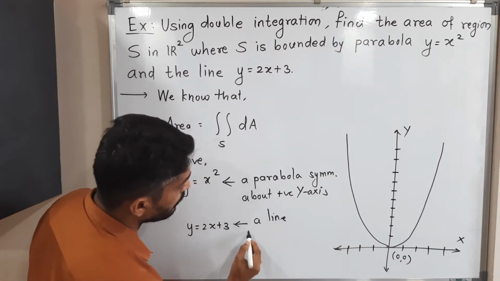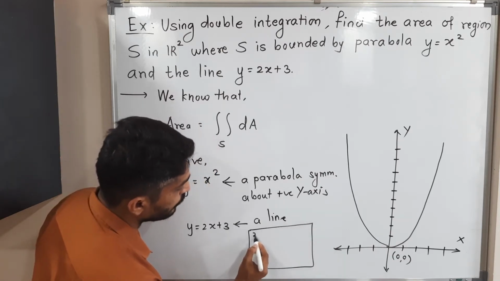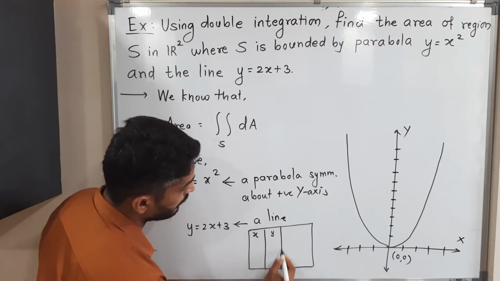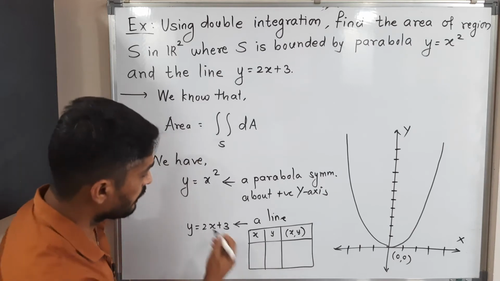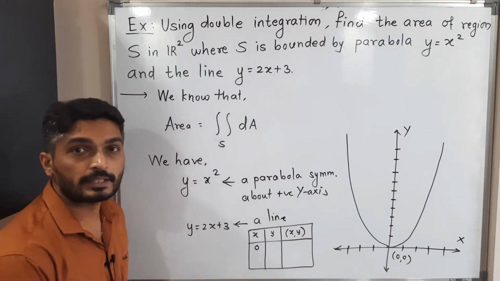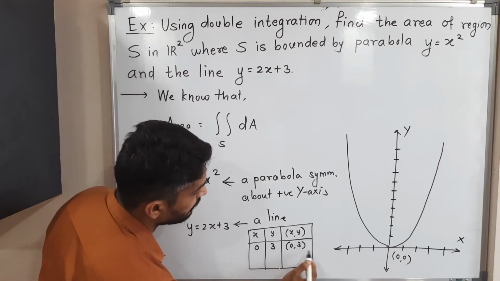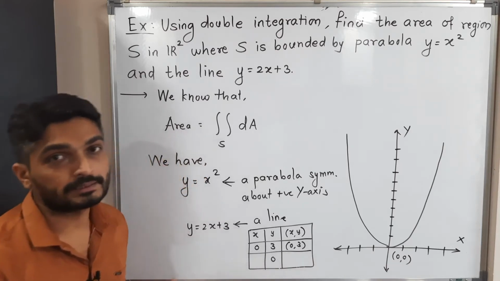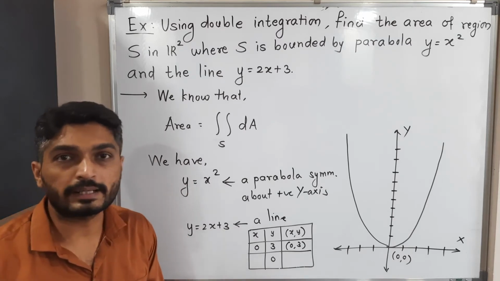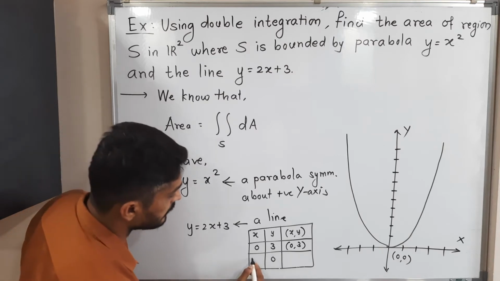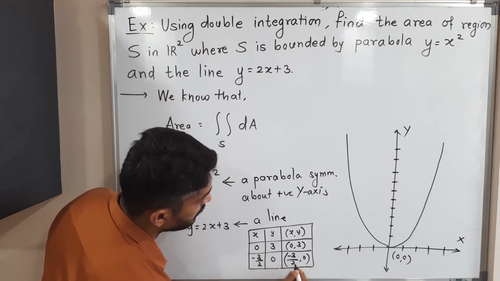So to find 2 points on a line, we draw a table like this. In the first column we take values of x, in the second column we take values of y, and in the third column we get points x comma y. First I will put x is equal to 0. If I put x is equal to 0, we will have y is equal to 3. So the point is 0 comma 3. Now I will put y is equal to 0. If I put y is equal to 0 here, by shifting that 3 on this side as minus 3, and by solving we will have x is equal to minus 3 by 2. So the point is minus 3 by 2 comma 0.